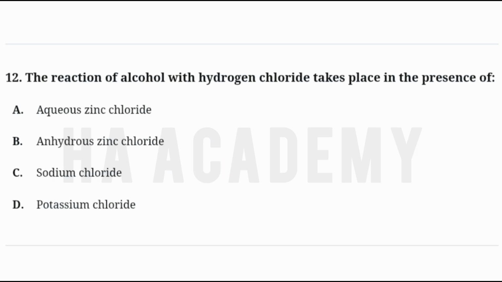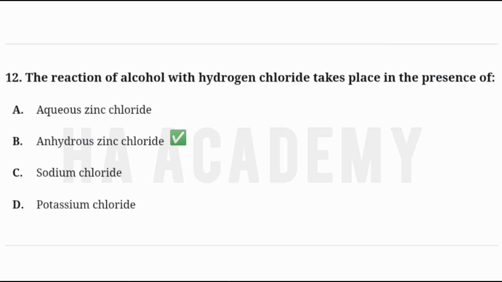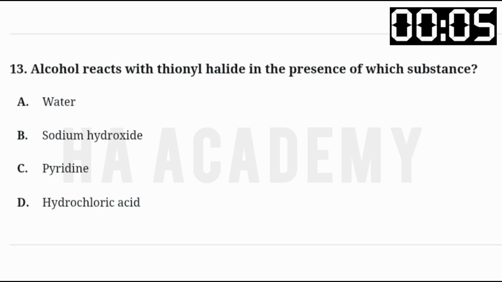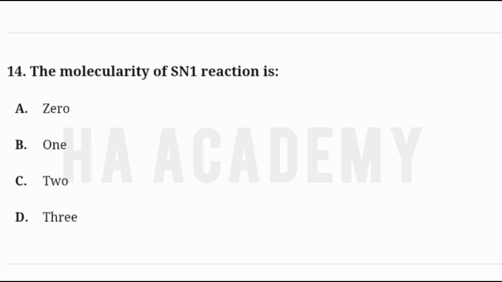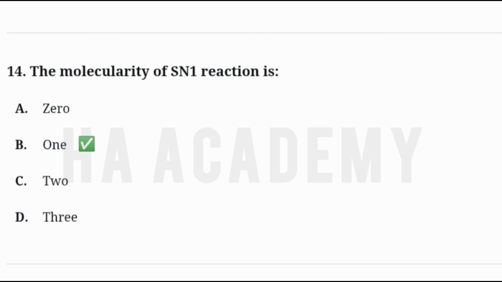The reaction of alcohol with hydrogen chloride takes place in the presence of... The correct answer is anhydrous zinc chloride. Alcohol reacts with thionyl halide in the presence of which substance? The correct option is pyridine. The molecularity of SN1 reaction is... The correct option is 1.